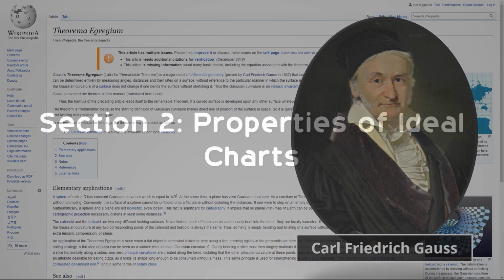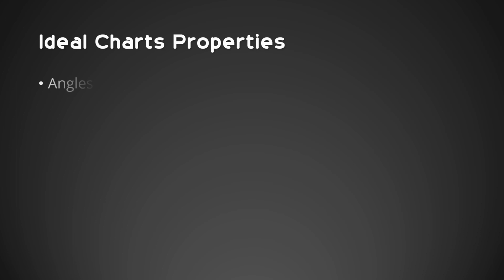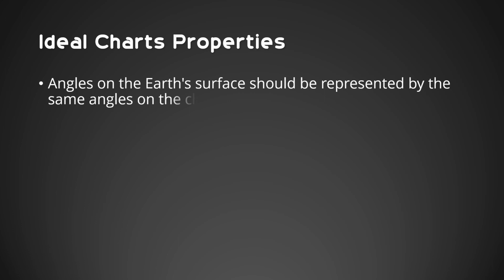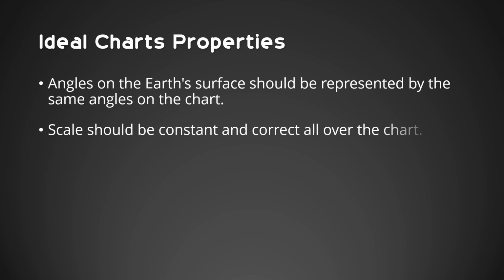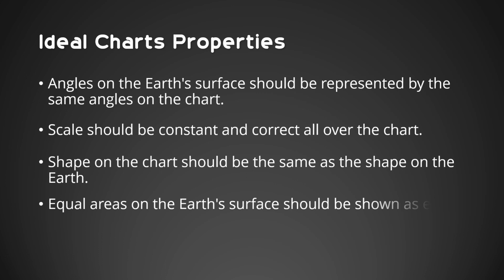Section 2. Properties of ideal charts. Properties of an ideal chart are as follows. Angles on the Earth's surface should be represented by the same angles on the chart. Scale should be constant and correct all over the chart. Shape on the chart should be the same as the shape on the Earth. Equal areas on the Earth's surface should be shown as equal areas on the chart. Let's examine each one of these properties.